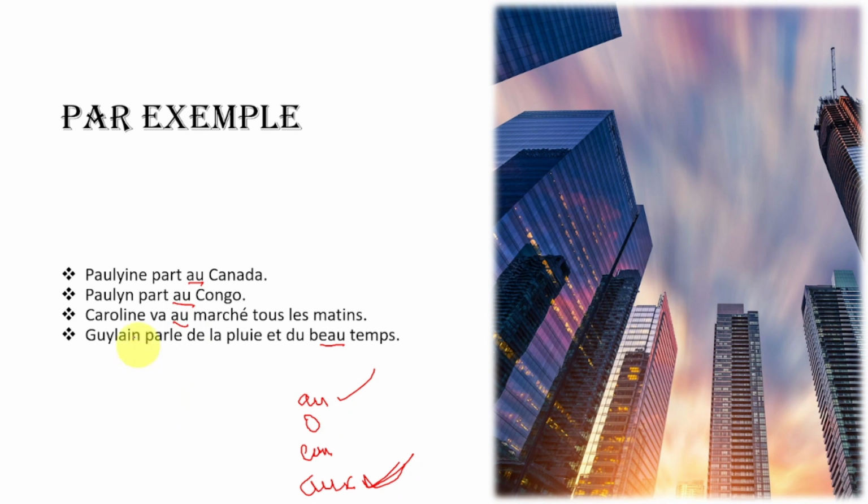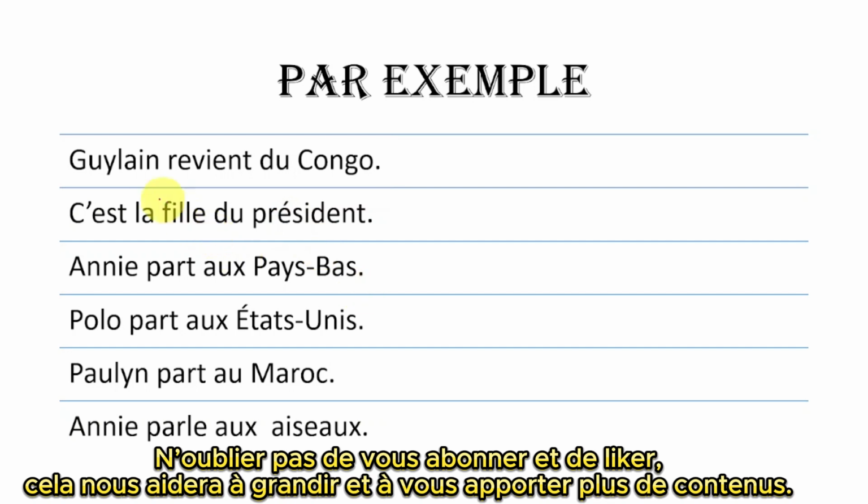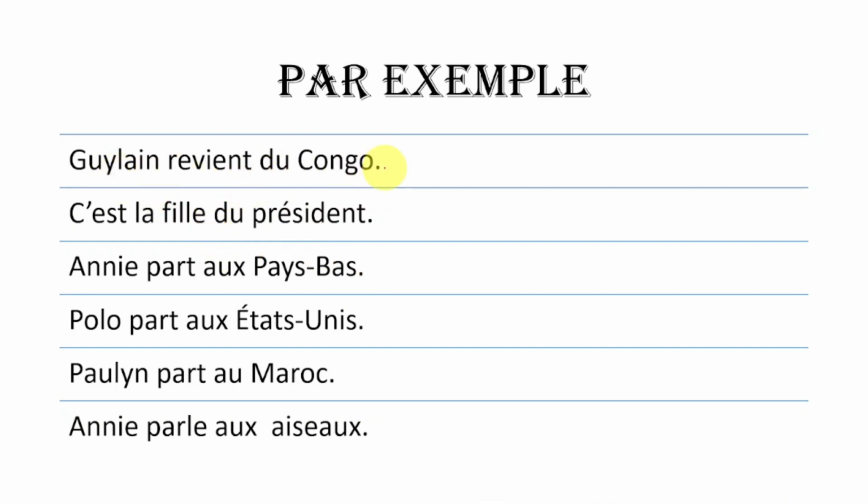So I'm gonna go one more time. Pauline part au Canada. Paulin part au Congo. Caroline va au marché tous les matins. Gulin parle de la pluie et du beau temps. Okay? We come here. Gulin revient du Congo. C'est la fille du président.